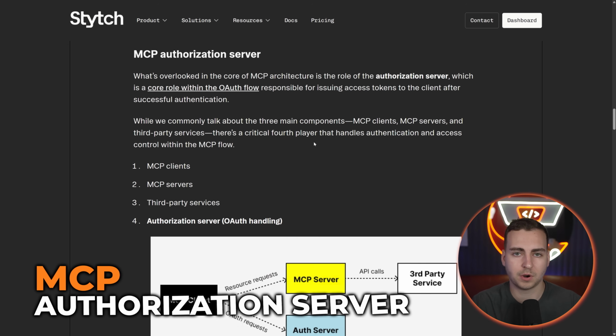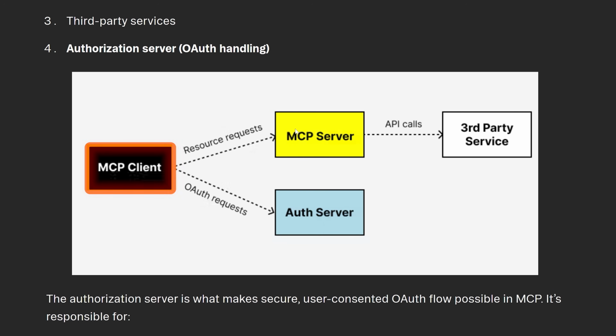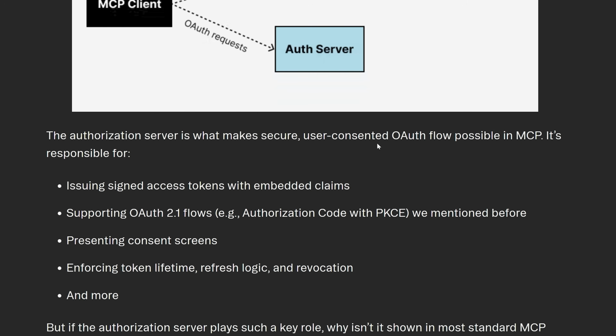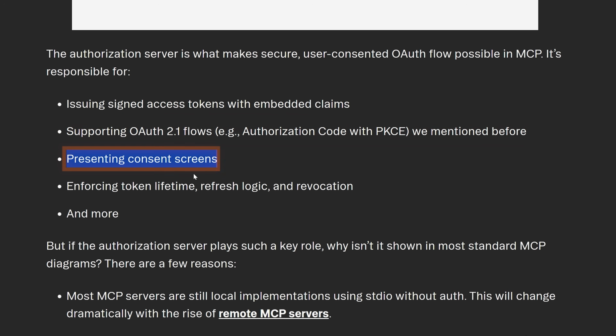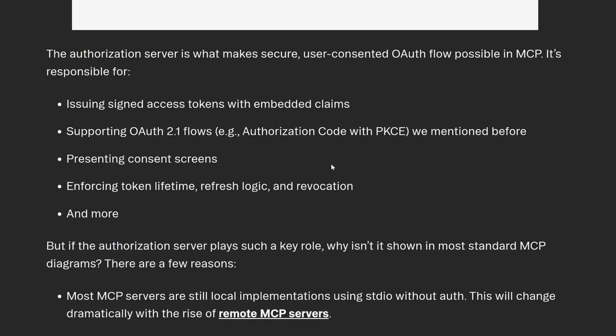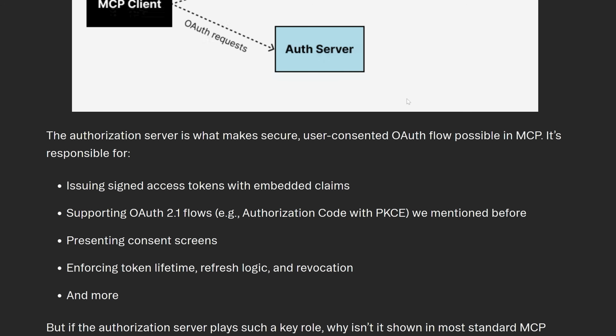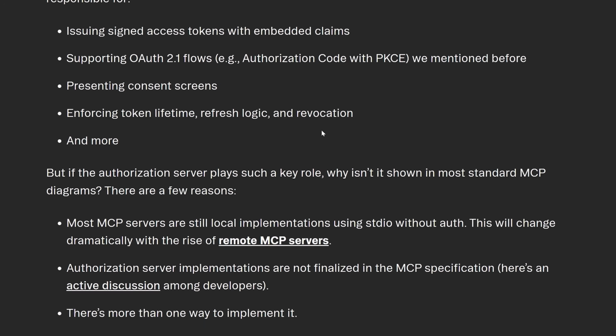Now this is another important part of our OAuth flow here, because as you see, we have the MCP client, we have the server, maybe we have some third-party service that we're calling, but we also need something that handles the authentication for us. So we need something that issues signed access tokens, supports the OAuth 2.1 flows, presents the consent screen, enforces the token lifetime, etc. Now, in our case, we're going to use something called Stitch to handle this authorization server for us. And essentially what will happen is we'll tell the MCP client, hey, this is the auth server that we're using for this application, and that will handle all of the complex auth flows for us.